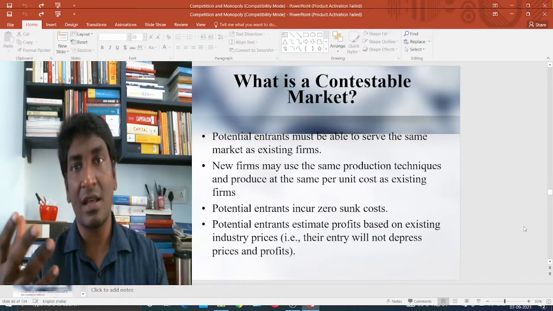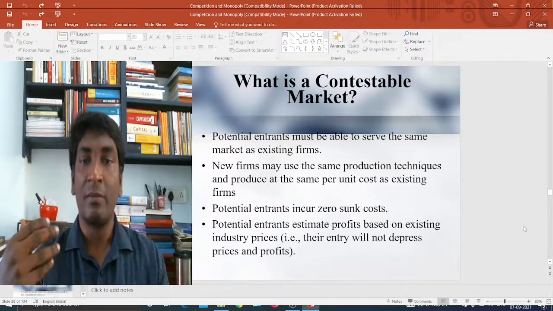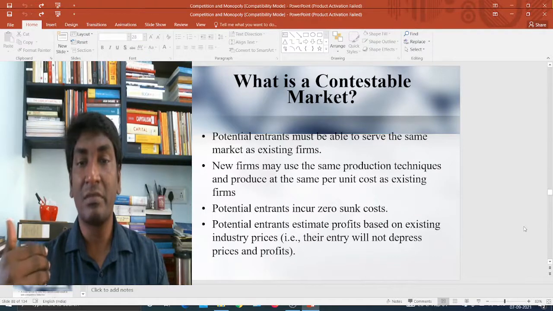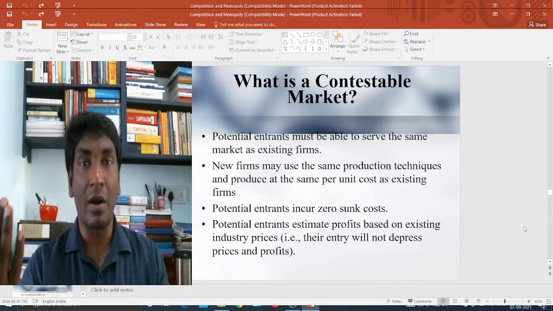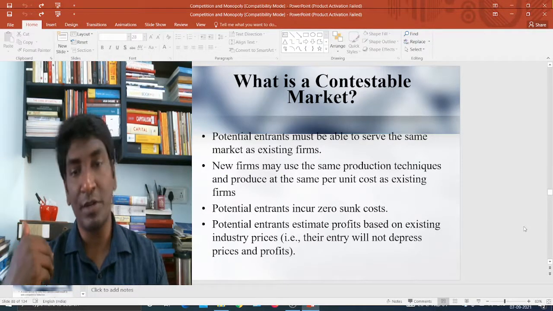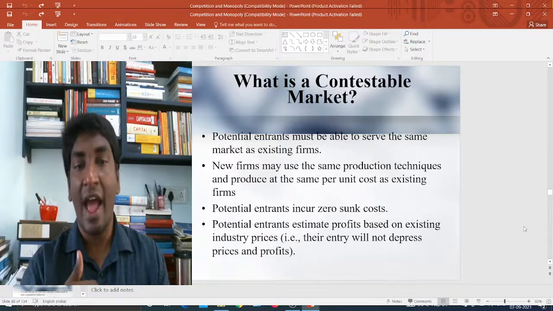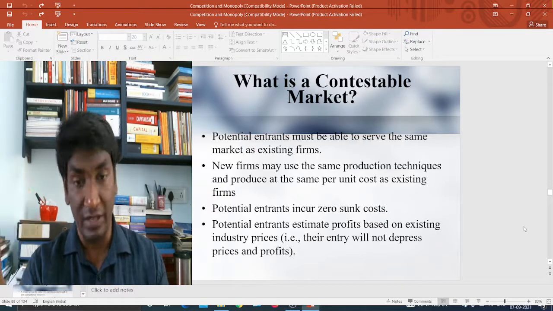Within this larger oligopoly or whatever market which we talked about, there are markets which can be contestable in that sense. So what does potential entrant mean? It means that the potential entrant must be able to serve the same market as existing firms do. This is nothing to do with a new market. They can occupy the existing market. New firms may use the same production technique and produce at the same per unit cost as existing firms.